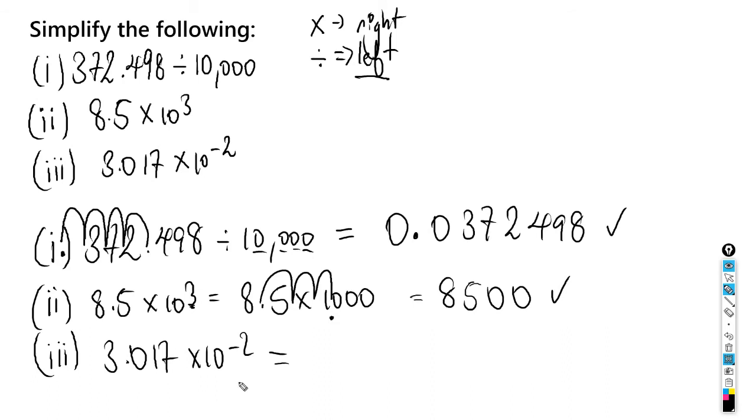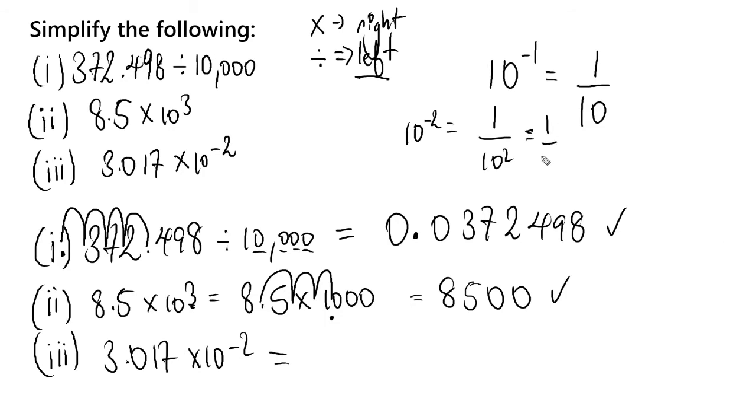So what does that really mean? Okay, let me just explain it up here. When you have 10 to the negative 1, this is the same thing as 1 over 10. Cool? So 10 to the negative 2 will be the same thing as 1 over 10 to the 2, which is the same thing as 1 over 100, right?